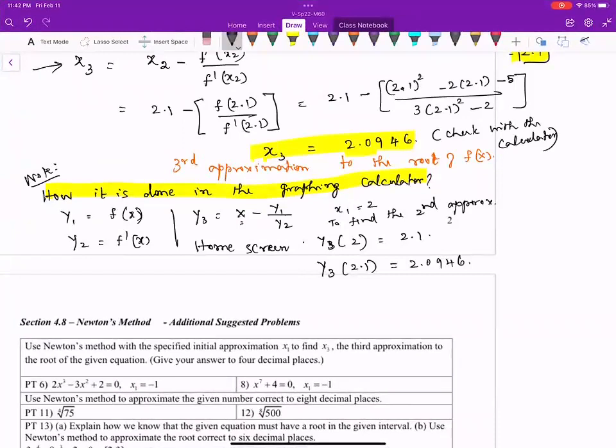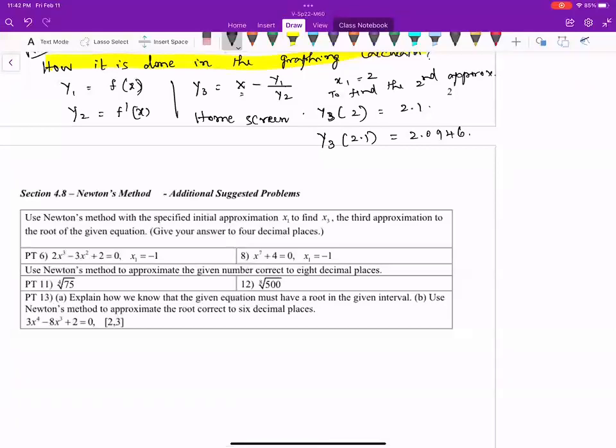But the graphing calculator method is easier if, suppose, you are finding, say, the 8th approximation or 9th approximation, so you don't have to manually compute these values. So in this exercise, in the section videos, you will see practice test number 6, 11, and 13. All these problems are done in the section videos. Please check them out. So watch my next video on 4.9.